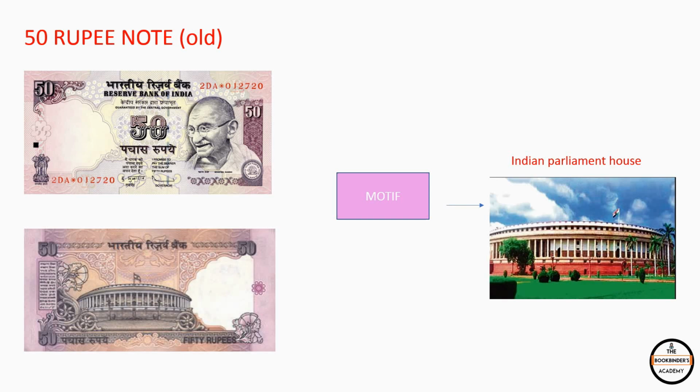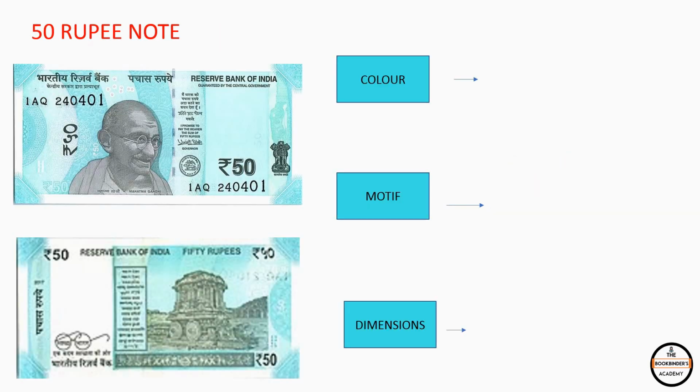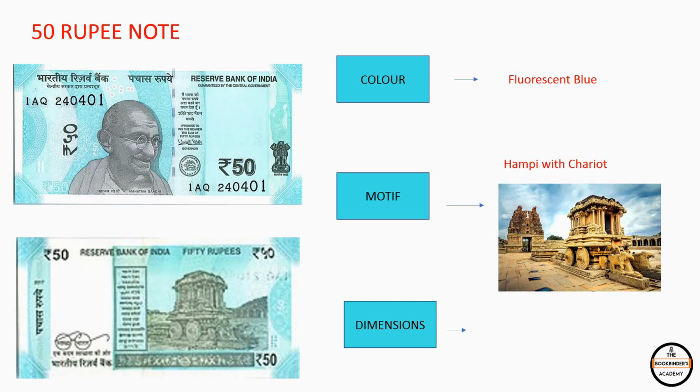Let's move on. This is the new 50 rupee note. The color is fluorescent blue. The motif or the imagery is that of Hampi with chariot. Let me just show you the actual image. This is the actual image. It is situated in the state of Karnataka. Dimension is 66 by 135 millimeters. If you have observed here, it is not 63, it is 66.